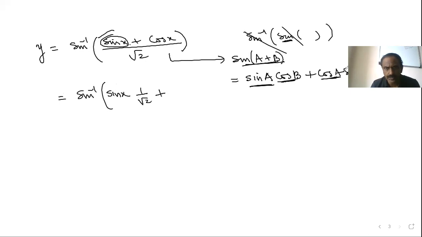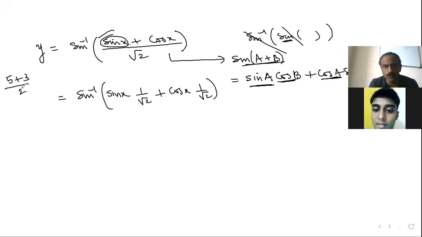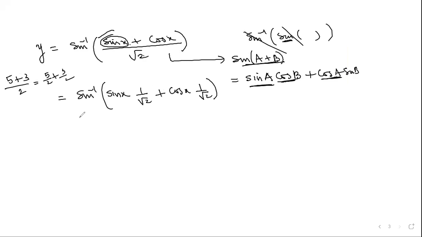Then I have one cos a, I'll write cos x here. Then this 1 by root 2 over here. Is this step understood? 5 plus 3 upon 2 can be separated as 5 upon 2 plus 3 upon 2, right? The same way I can separate sin x upon root 2, cos x upon root 2. Is it fine?